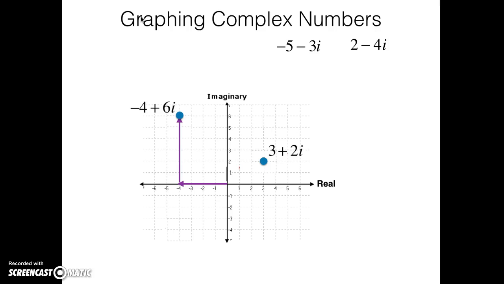-5 minus 3i, we're going to go to the left 5 units on the real axis. We're going to go down 3 units on the imaginary axis. Plot the point. There's -5 minus 3i. And then the final point, 2 minus 4i, we have 2 units on the real axis to the right, down 4 units on the imaginary axis, and here's the point, 2 minus 4i.